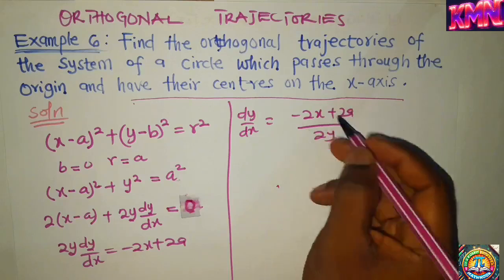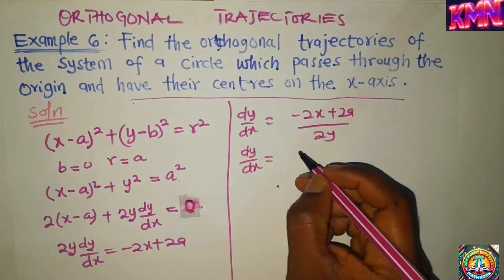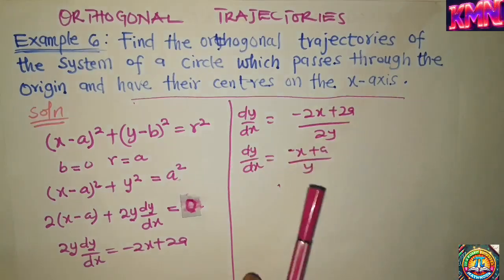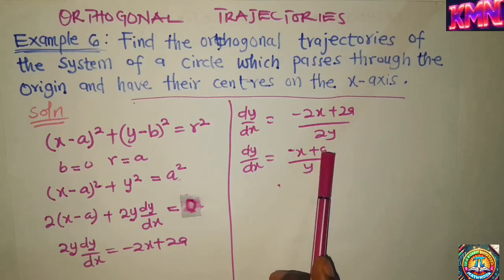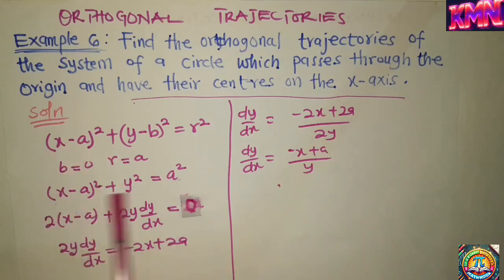And you can see 2 is common, so we can factorize that out, and our dy/dx becomes (negative x plus a) on y. At this very stage, we need to find the constant a, and from that we can get it by making it the subject from here. So let's try to expand this and see what will happen.